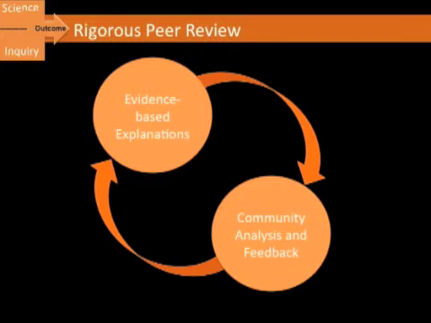In the science community, these explanations, once they're developed, go out to the community for analysis, feedback, and rigorous peer review. This will either support or add additional questions and strengthen or weaken those explanations. As explanations grow and are supported by more and more evidence, they become more robust and become more accepted by that scientific community.